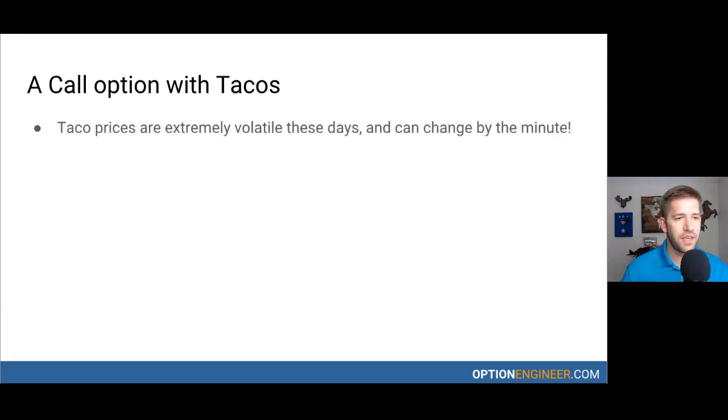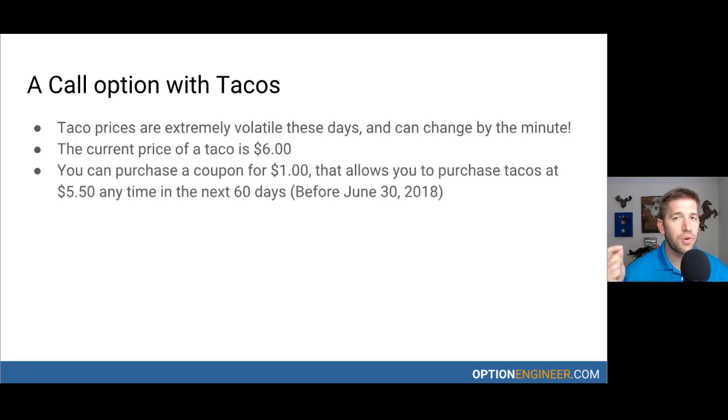Let's assume that these days taco prices are extremely volatile. They're going up, they're going down by the minute, much like the stock market. At a point in time, the current price of a taco is $6 at this amazing taco stand. Trust me, I'm sure they're worth it. So you could buy the taco right now at $6. The store is running a promo because they know the taco prices are crazy, going up and down.